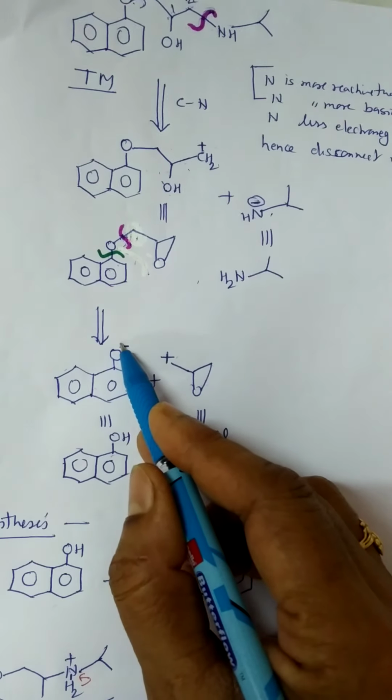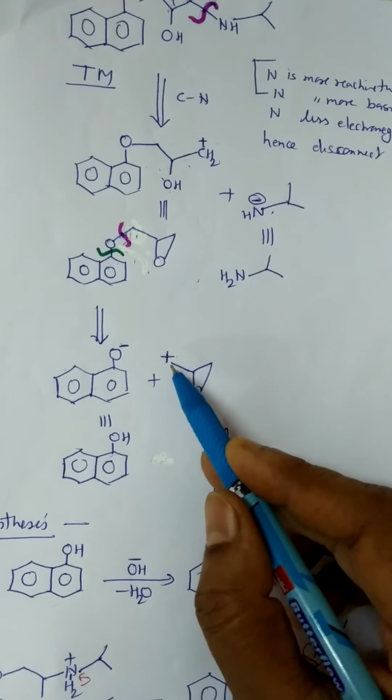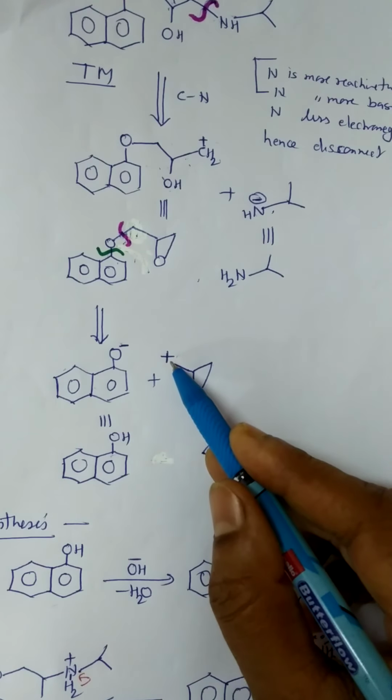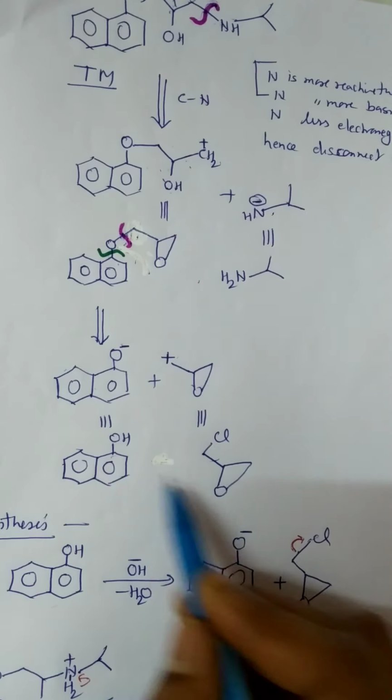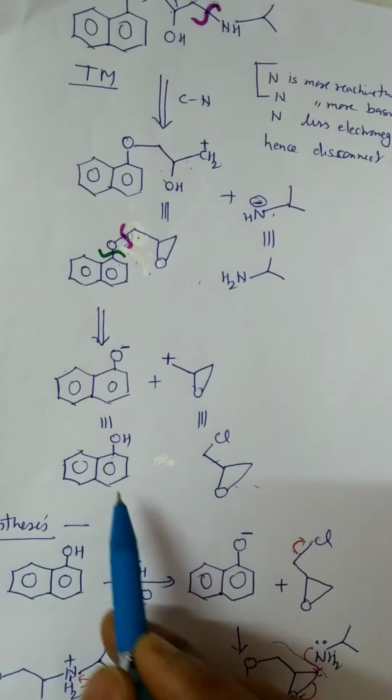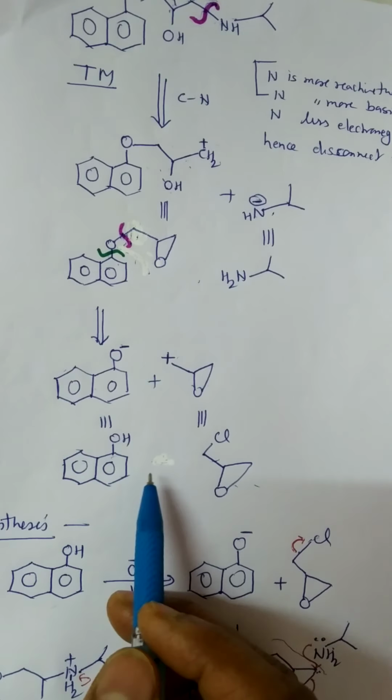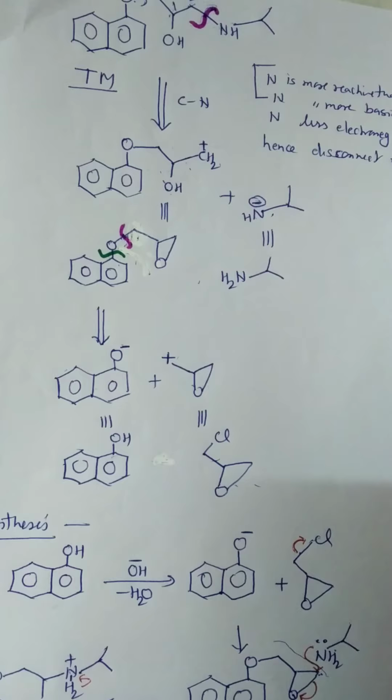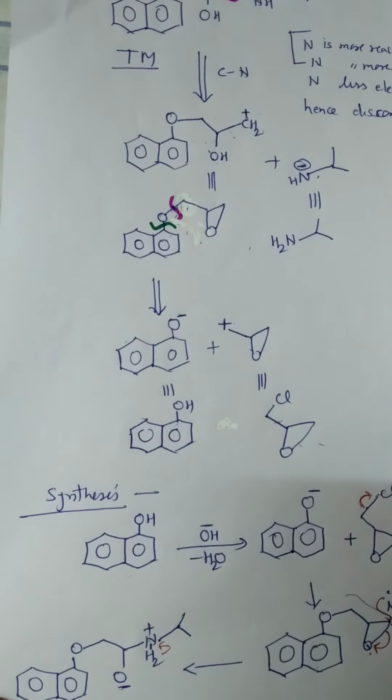By adding a proton to this O minus and by adding Cl to this CH2 plus, we get this synthetic equivalent. Therefore, this synthetic equivalent is the starting material for our target molecule. Now the synthesis.